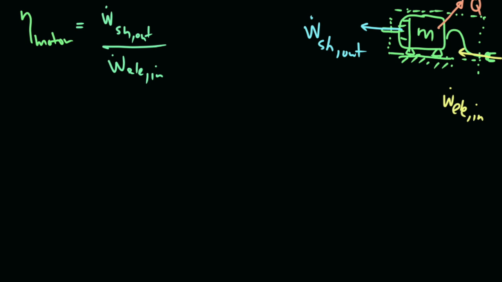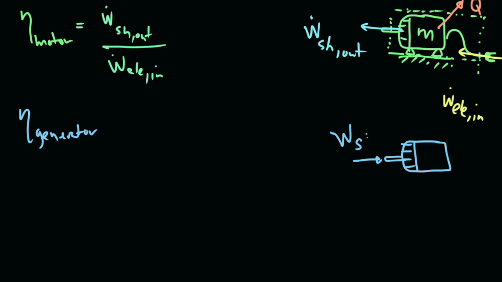All right, and then we'll go and talk about another efficiency. So a generator. What's a generator? I'll draw a generator here. Basically, a generator is a motor in reverse. Let me go ahead and draw that. It's the same motor. And instead of getting shaft work out, we put work in, because we want to produce electricity.